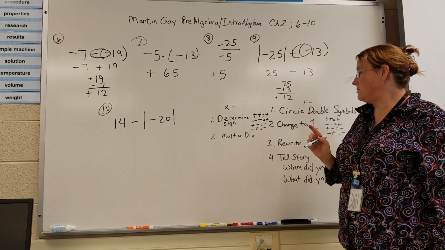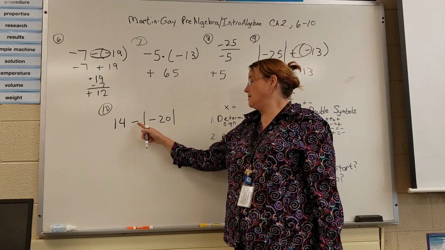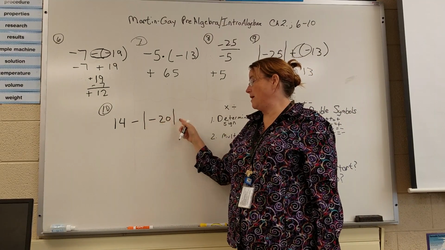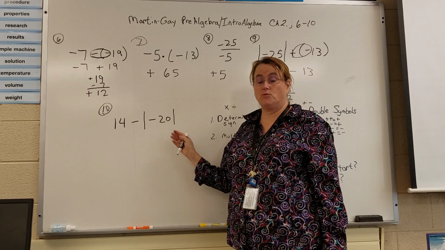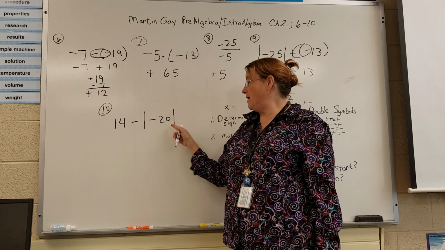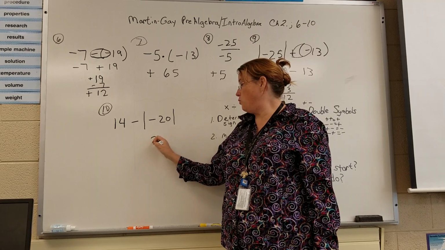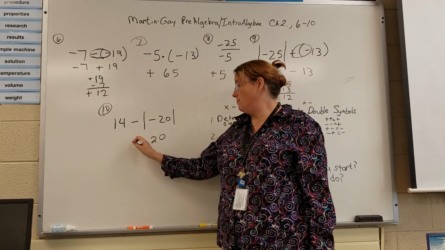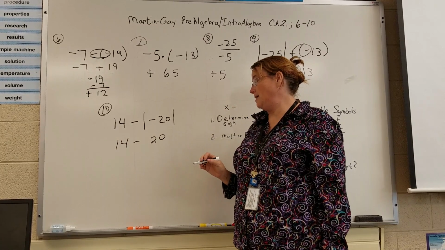And the last one, for 10, is I have 14, take away the absolute value of negative 20. Now that looks like a double symbol. It is not, because we must do absolute value in parentheses first. So absolute value of negative, how far away from 0 is negative 20? It is 20 steps away from 0. The minus comes along for the ride. So you have 14, take away 20.